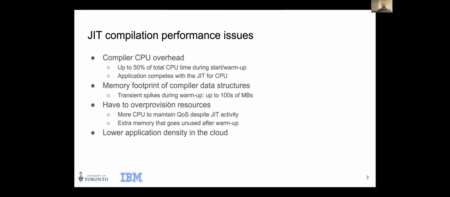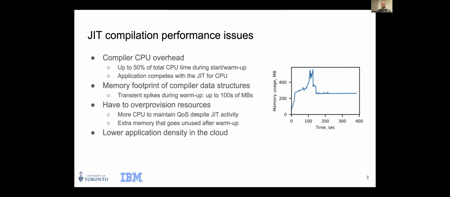So JIT compilation, while it improves application performance, comes with significant overheads. The CPU time spent by the compiler can account for up to half of total CPU time during the warm-up phase of the application. The application basically has to compete with the JIT for CPU resources. And the memory footprint of data structures used by the compiler can take up to hundreds of megabytes. So if you're running something small in a small container, then again, it could be up to half of your overall memory usage. And those memory spikes are transient, and hard to predict. It's hard to predict how much memory exactly the compiler would use.